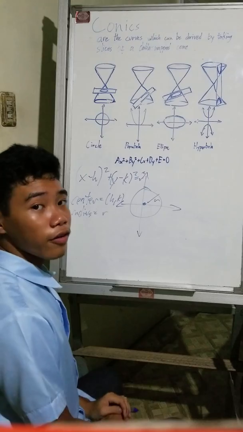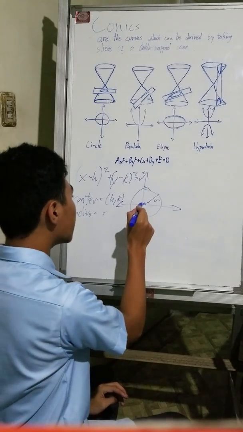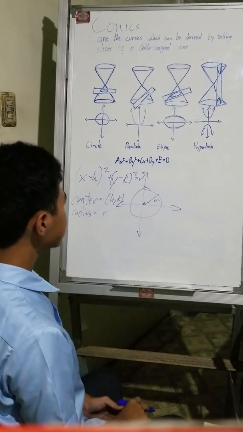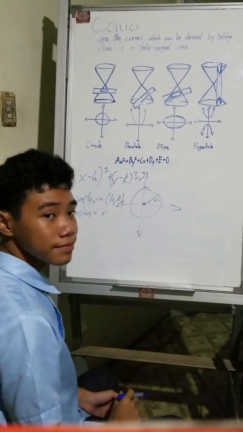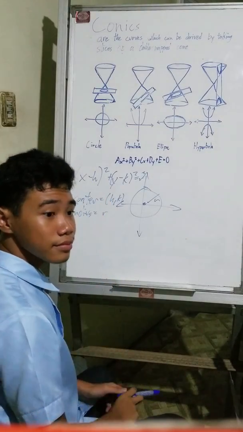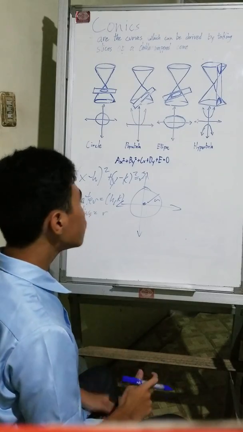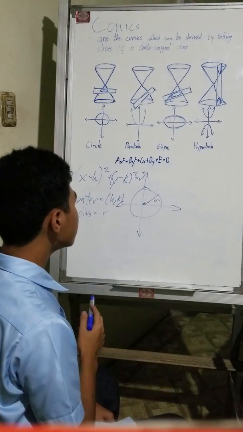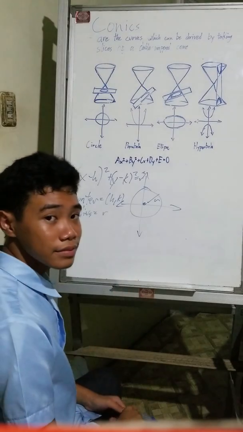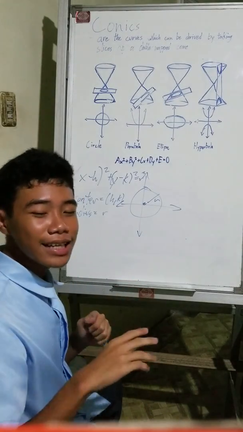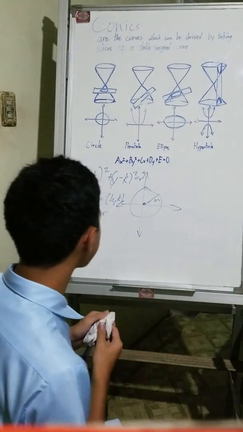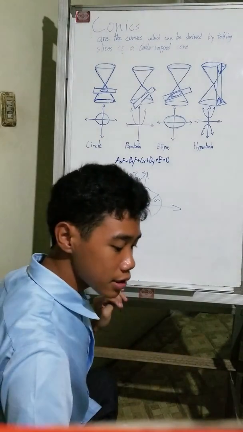Now what if you're looking for the center? Then you simply use this formula. Now what if you're looking for the radius? Still, use this formula. Just find a way to tweak it around. I can't explain it that much anymore since I'm running out of time, so I'll go to the next one.